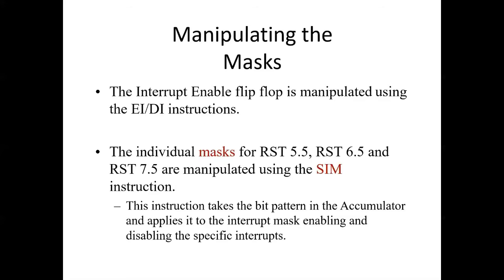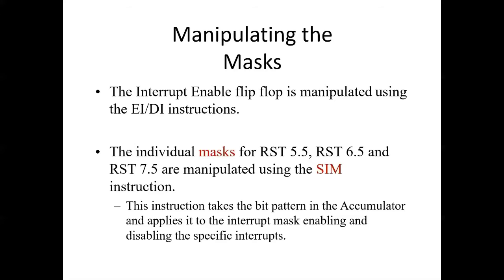If this bit is 0, the SIM instruction is not being used for masking or unmasking of interrupts. In such a case, the least significant 3 bits of the accumulator do not have any useful information. If the MSE bit is equal to 1, the SIM instruction is used for masking or unmasking of interrupts. Then the least significant 3 bits provide information about masking or unmasking of interrupts.